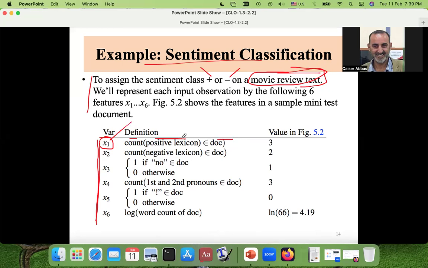The movie was extraordinary. So this extraordinary is something positive. We will see what the positive words in the document are, and we will count them. So this is our first feature, x1: the count of positive words.